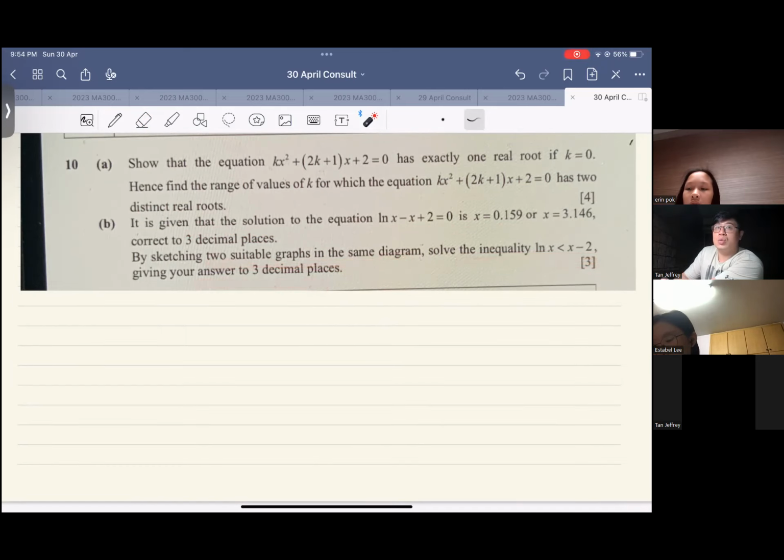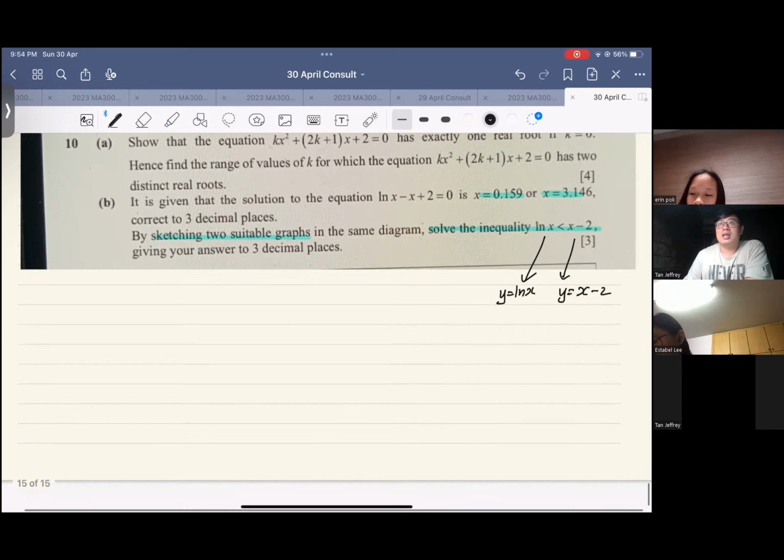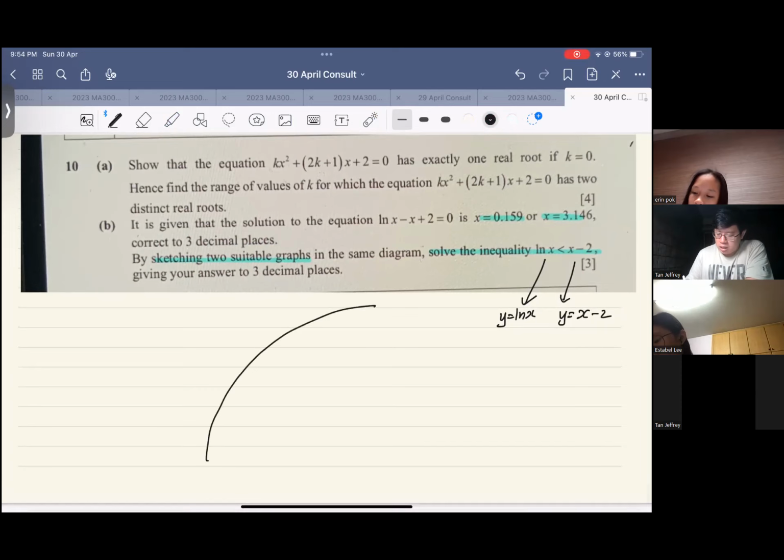So the first thing you think about is, I will highlight the important things. I need to solve this inequality. I need to sketch two suitable graphs. And probably I have these two answers. So here, what I'm thinking of is I can sketch y equals ln x, y equals x minus 2. Possible, right? Sounds very logical, right? So I draw y equals ln x. It looks like that. y equals x minus 2. Looks like that.